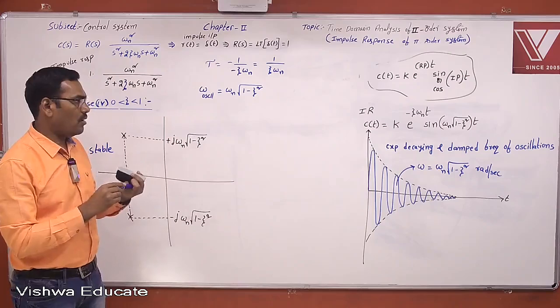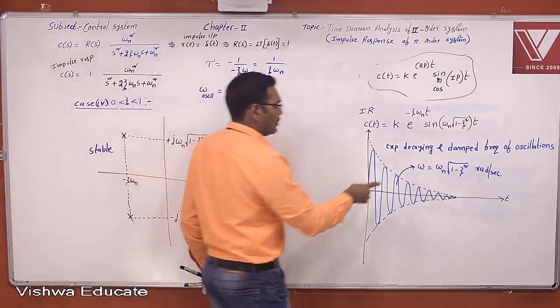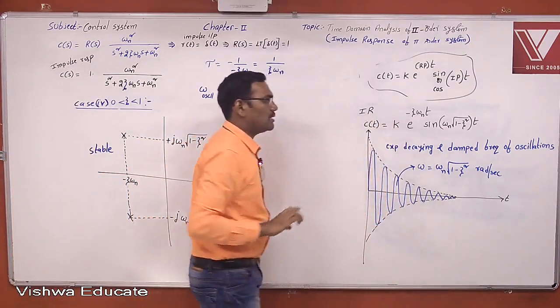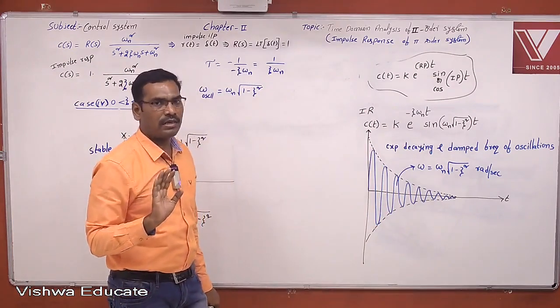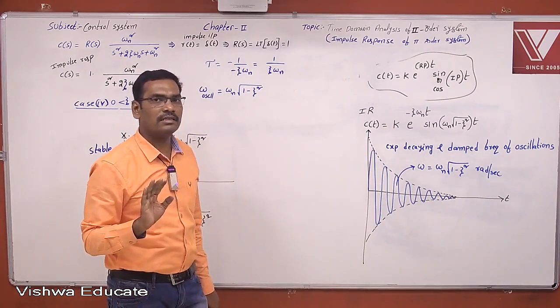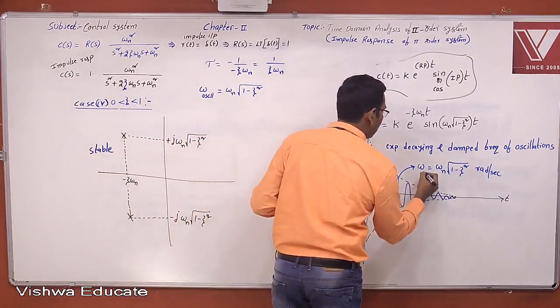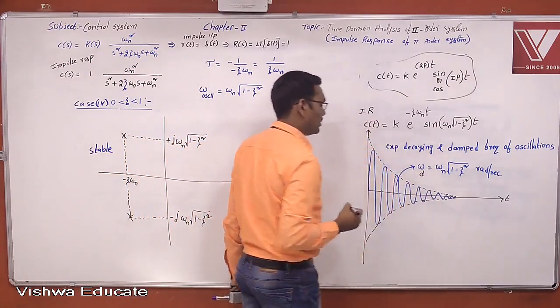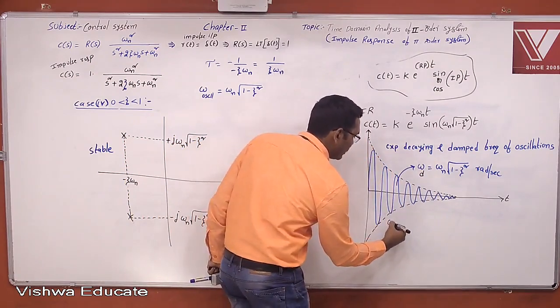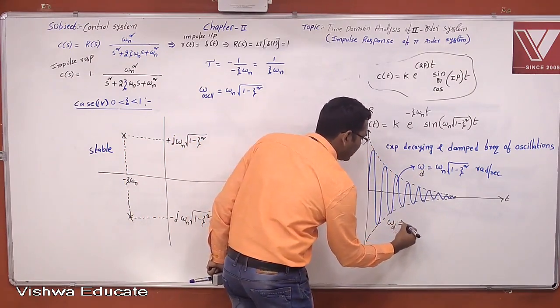Okay, so this is the frequency of oscillations in the damped response. Therefore, this frequency of oscillations is also called as damped frequency of oscillation, where omega d is called as a damped frequency of oscillations.